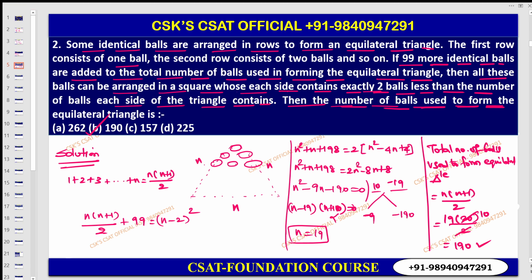Or else, if you want, you can write here: the number of balls in a triangle is the sum of the first n natural numbers, the sum of n natural numbers. Okay, that is why I wrote it here. Now let's move on to the next question.